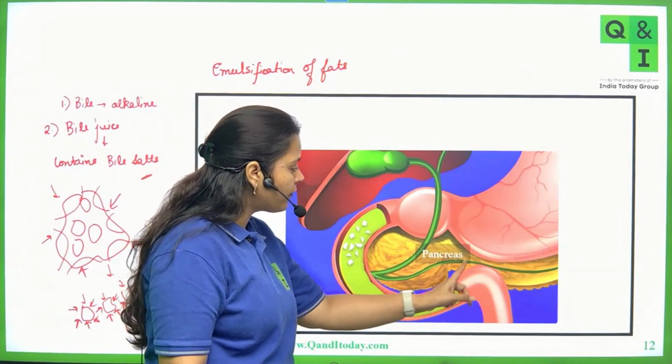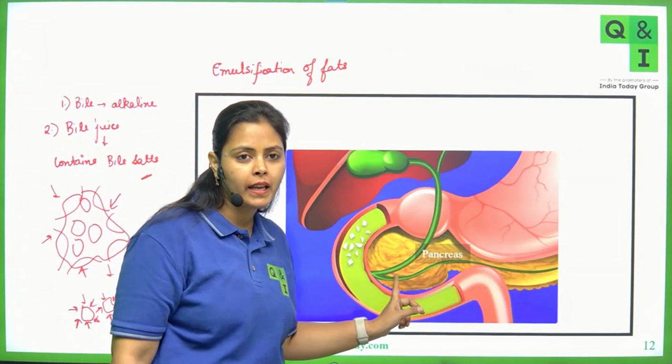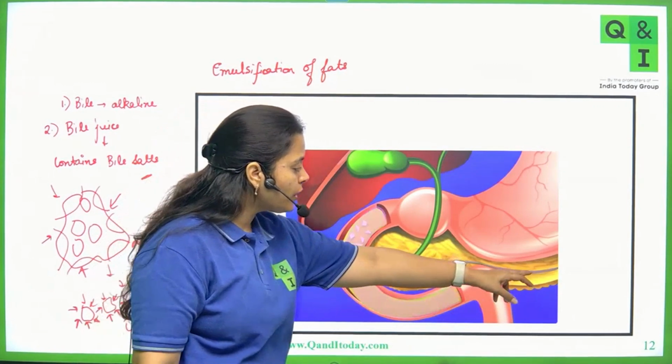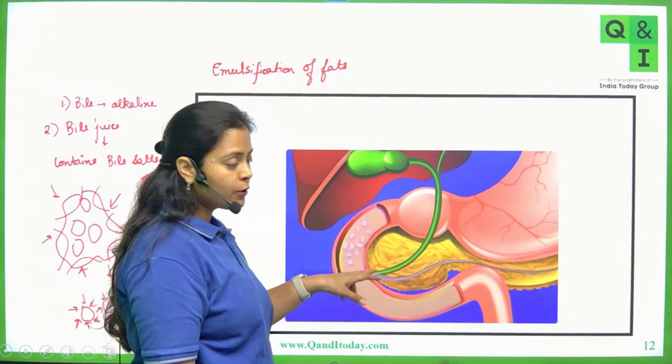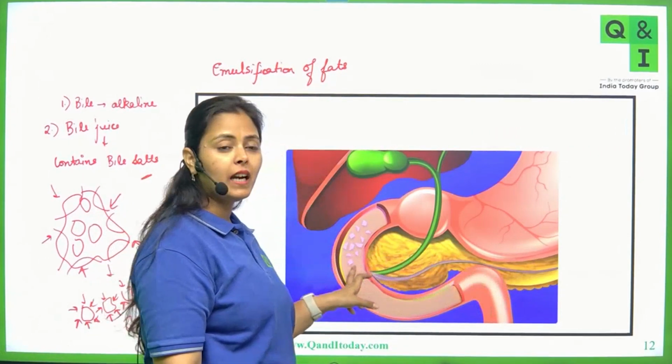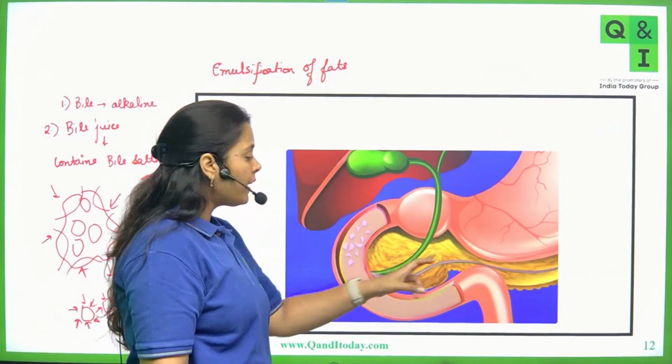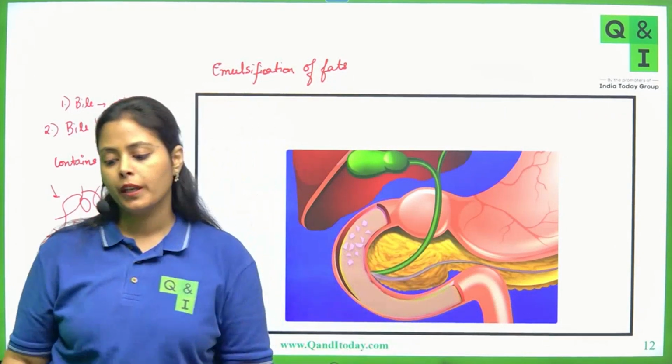Okay, this yellow leaf-like organ is your pancreas. And now the pancreas will do what? Through the pancreatic duct, it will pour its secretions into the duodenum.